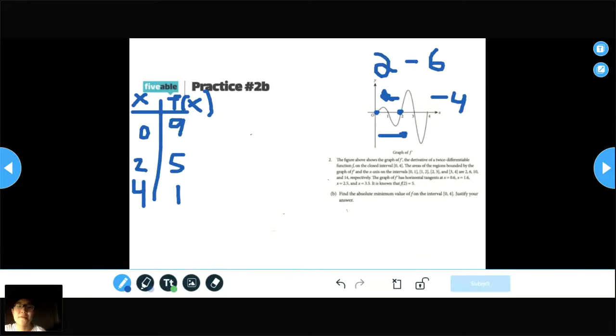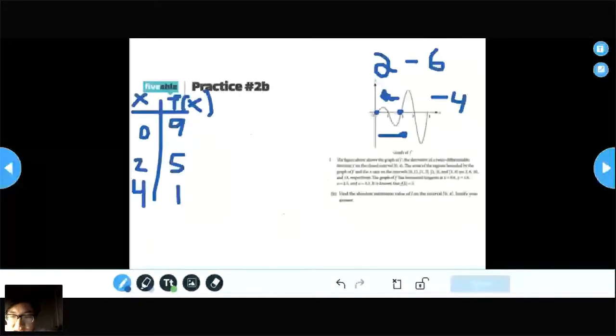So we're finding f of 0, f of 2, f of 4. And the way we're doing that is we're using the integral and the initial condition to find those values. So for f of 4, for instance, that would equal f of 2, which is given, plus the integral from 2 to 4 of f prime of x dx.